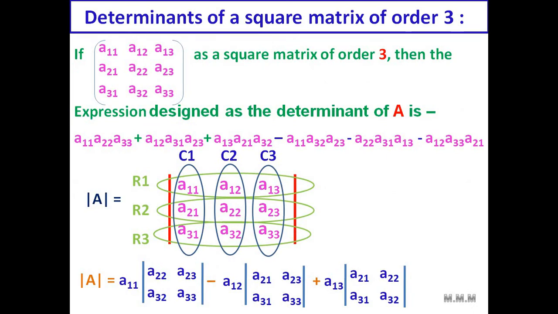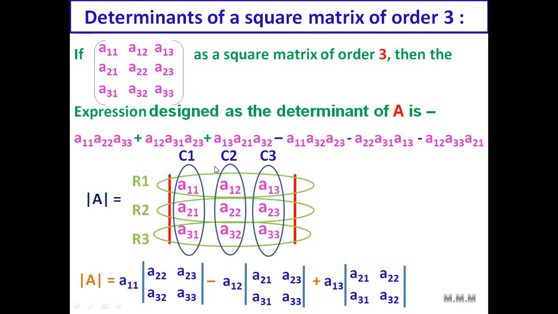Now, determinants of a square matrix of order 3. This is the 3 by 3 matrix: a11, a12, a13, a21, a22, a23, a31, a32, a33, of order 3. It can also be denoted as the determinant of A. It will be found in this way: a11 a22 a33 plus a12 a31 a23 plus a13 a21 a32 minus a11 a32 a23, a22 a31 a13, a12 a33 a21. There are two ways to find it.